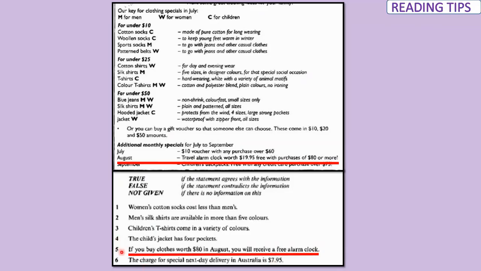Okay, you see over here, it says if you buy clothes worth $80 in August, you will receive a free alarm clock. Now you see the information here. It says August. In the month of August, obviously, it is talking about August. Travel alarm clock worth 19.95 free with purchases of $80 or more. It says the same thing, right? The question says if you buy clothes worth $80 in August, you will receive a free alarm clock. Okay, that's fine. Perfect. It is absolutely right, and it is giving the same meaning, same description, same detail, same subject matter. So that's going to be true.